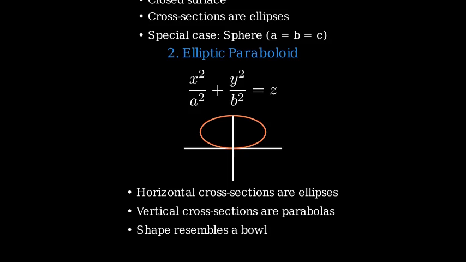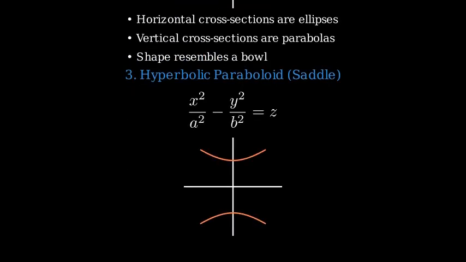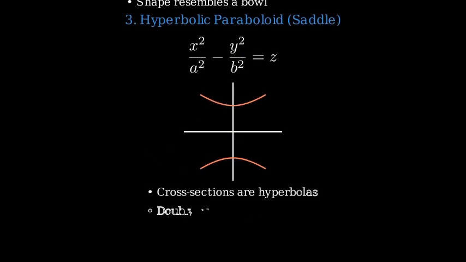The third quadratic surface is the hyperbolic paraboloid, often called a saddle. A hyperbolic paraboloid has the standard equation x squared over a squared minus y squared over b squared equals c z. Cross-sections by planes where z equals a constant are hyperbolas. It's a doubly ruled surface, meaning it contains 2 families of straight lines. The hyperbolic paraboloid has a saddle shape, curving upward in one direction and downward in the perpendicular direction.